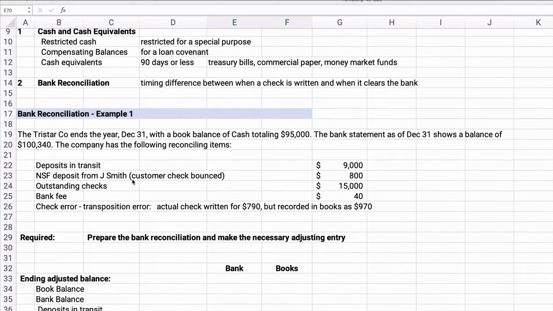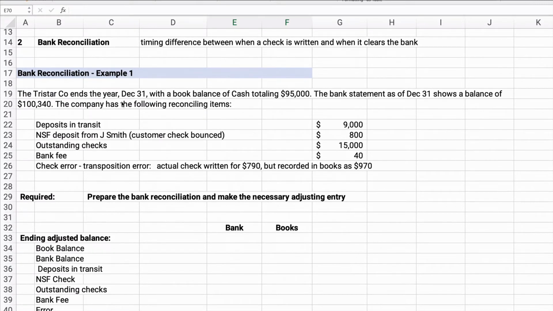The first example is, let's say the TriStar Company ends December 31st with a book balance of cash totaling $95,000. This is in our accounting records. This is our books. The bank statement as of December 31st shows a balance of $100,340, and there's several reconciling items.